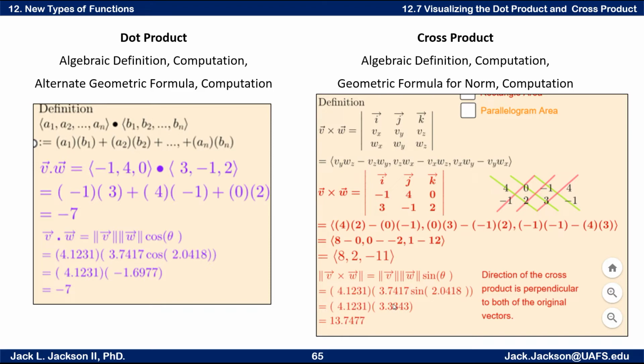Okay, and if you multiply those two together by the original length of V, you'll get, in this case over here, one rectangle area, in this case a different one. This is a dot product over here, -7, and this 13.7477 is the area of a different rectangle. It's also the area of a parallelogram with these two vectors as sides. So that gives you the magnitude. Now the direction of the cross product is always perpendicular to both of the original vectors. And we can kind of see some of that in the picture.